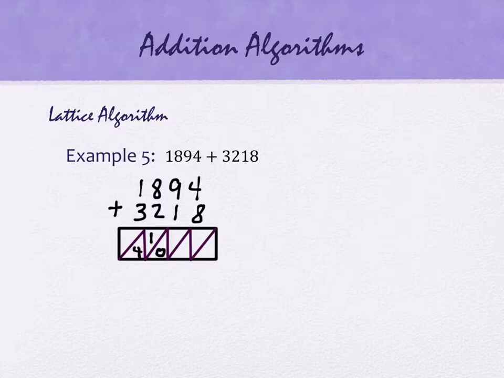9 plus 1, also 10. The 1's digit is the 0, and the 10's digit in the top left-hand corner is the 1. 4 plus 8, that's 12, right? So the 1 in the top left corner and a 2 in the bottom right corner. Does everybody see where all the numbers came from to start with? All right, great. So now what we're going to do is we're going to add along the diagonals.